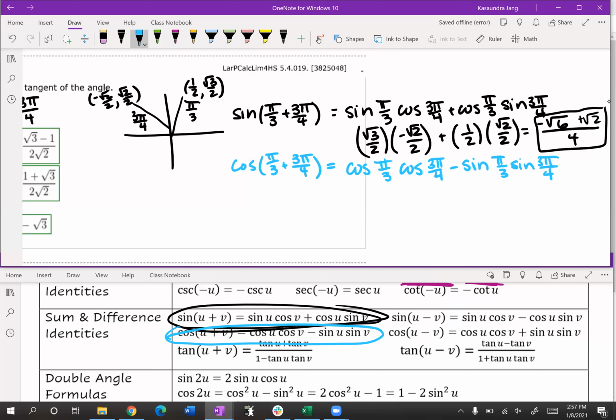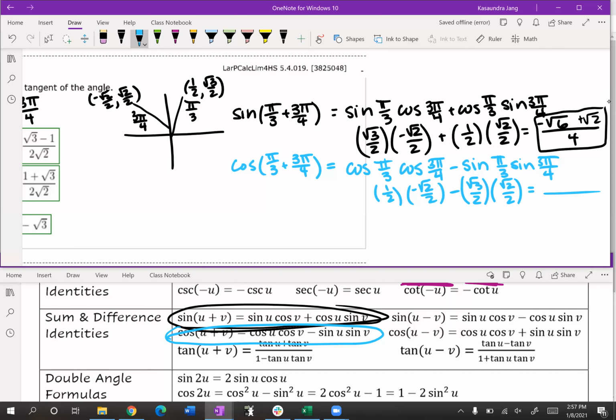Okay, and again, we should be able to get these off of our unit circle. Cosine of pi thirds being half, cosine of 3 pi fourths being negative root 2 over 2, minus sine of pi thirds, so root 3 over 2, sine of 3 pi fourths, so a positive root 2 over 2.